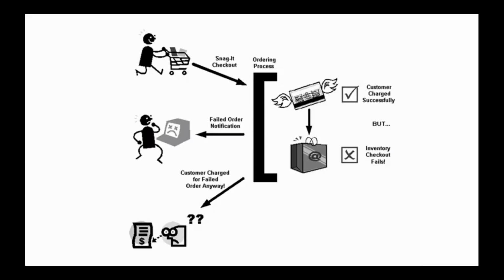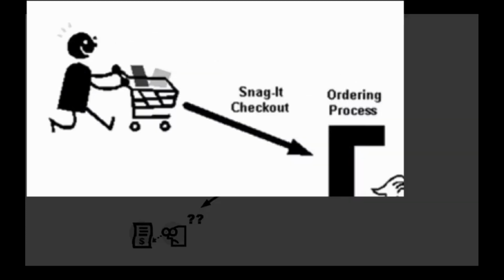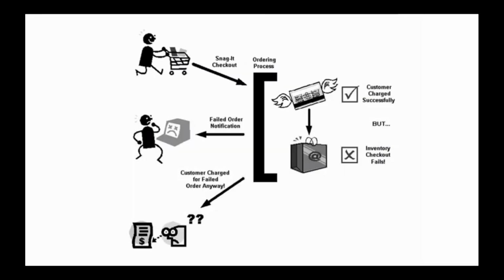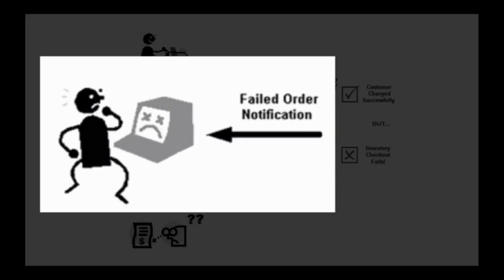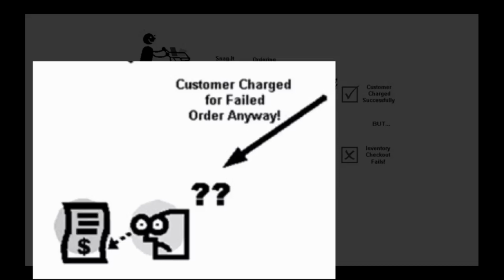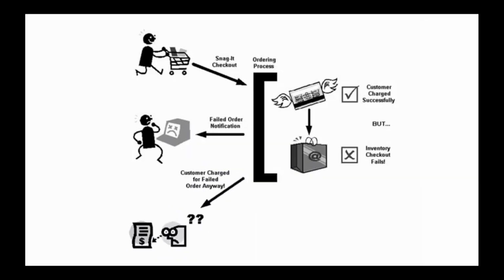Let's say that there is a customer that comes along and does a checkout, enters the ordered process, and he gets a failure notice on his computer screen. But he gets a bill in the mail because he got an order apparently. So you're going to have some angry customers if you have a halfway completed checkout process.